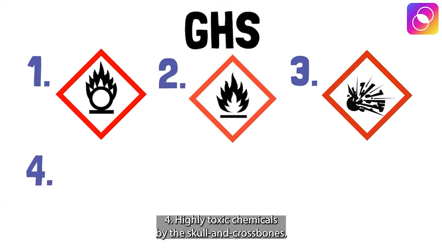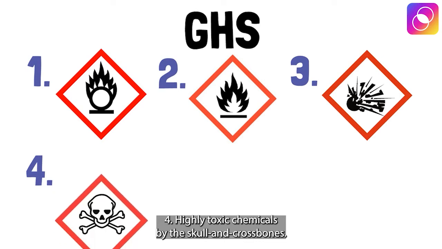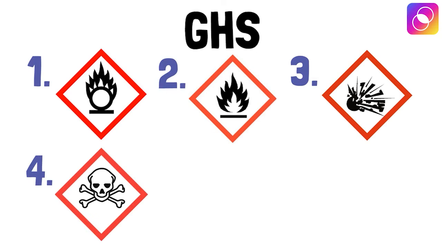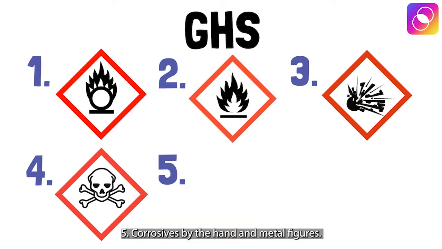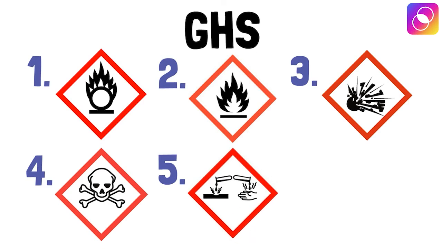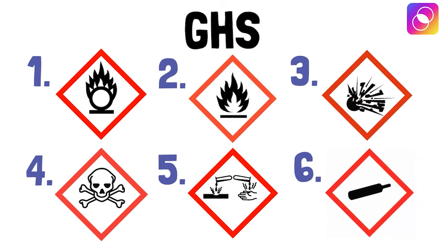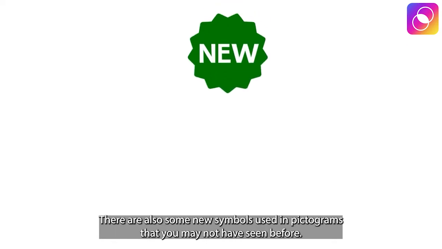4. Highly toxic chemicals by the skull and crossbones. 5. Corrosives by the hand and metal figures. 6. Gases under pressure by the gas cylinder. There are also some new symbols used in pictograms that you may not have seen before.